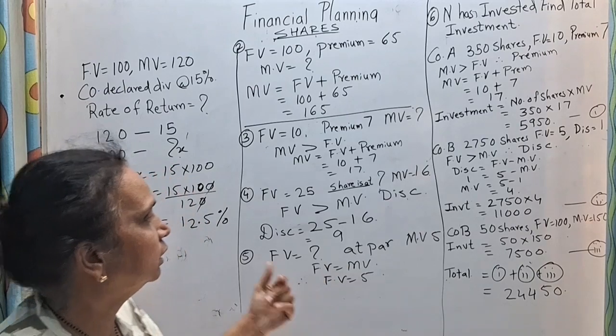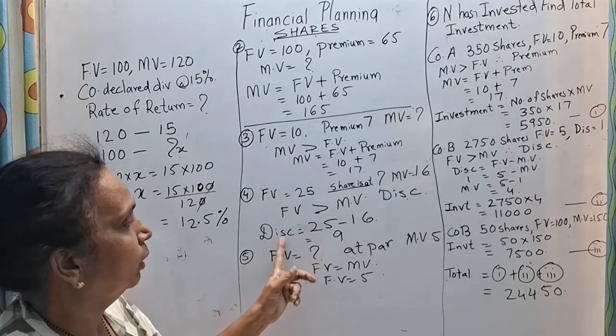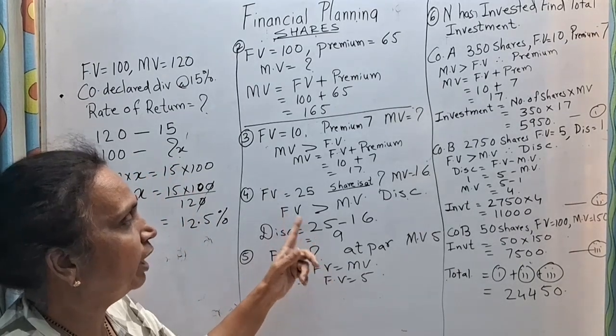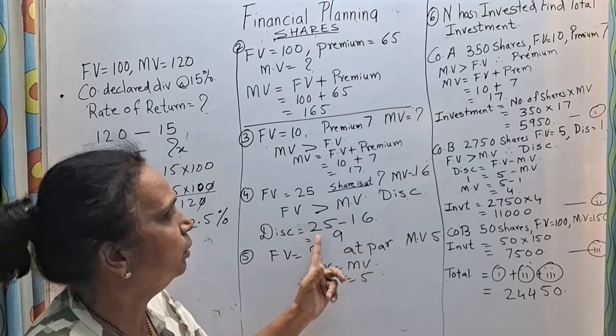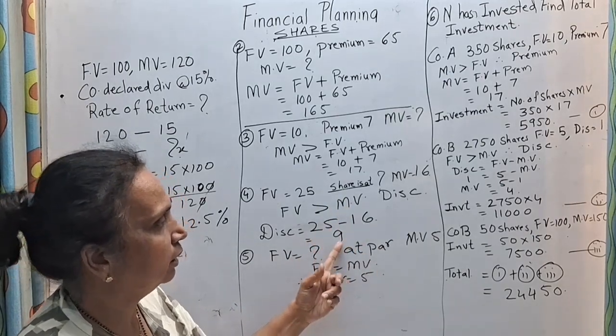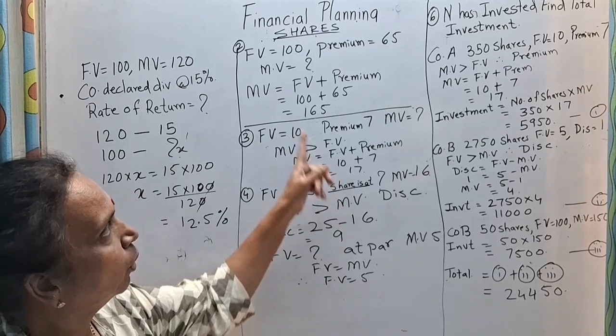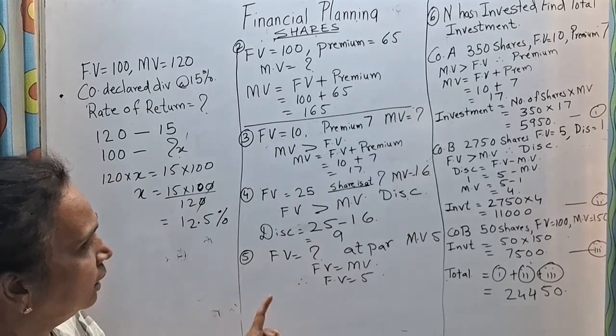And how much is the discount? How will you be calculating? The discount will be nothing but the face value minus market value, that is 25 minus 16, that is equal to 9. Everywhere I have not written rupees, okay? See that you write rupees.